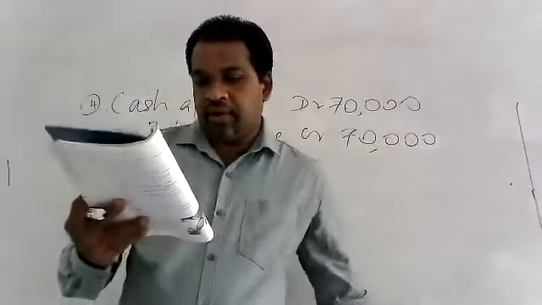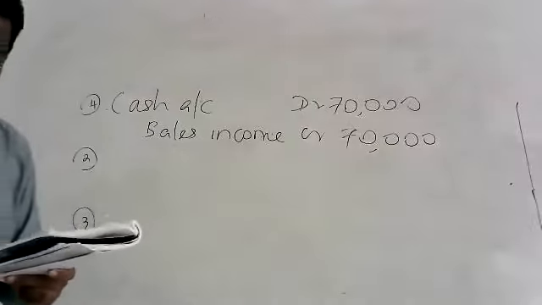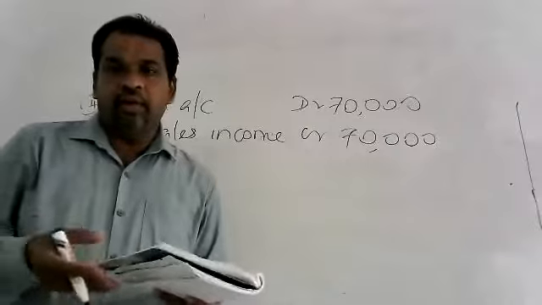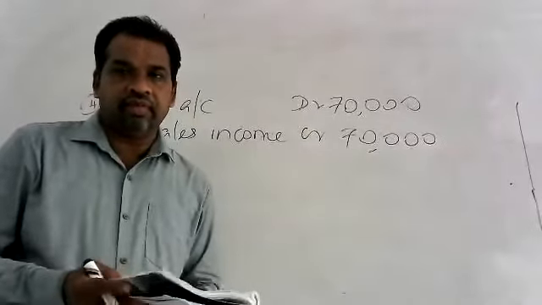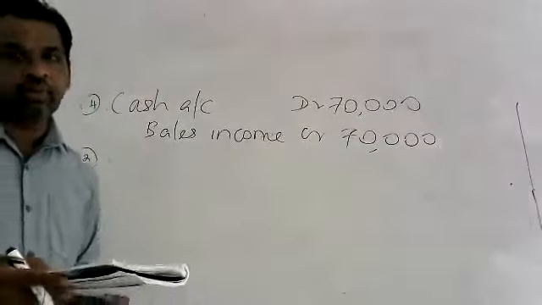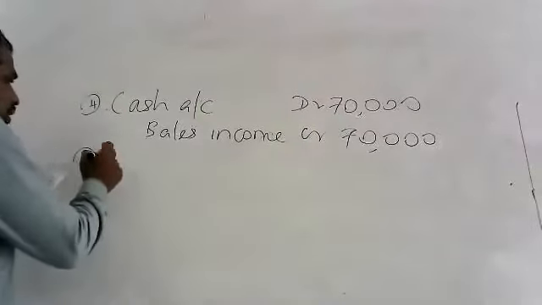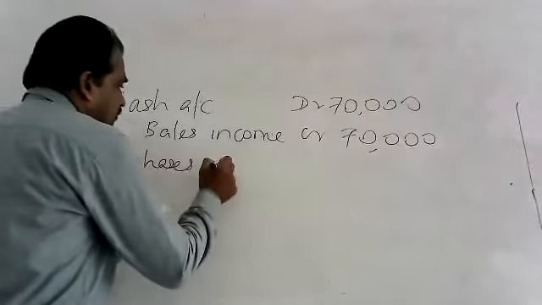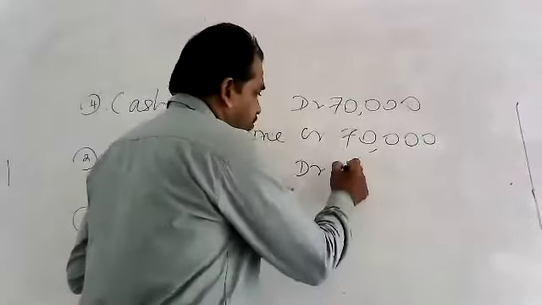Then transaction number 5, purchase goods on credit 80,000 rupees. When we purchase goods either on credit or in cash, purchases increases. Purchases comes under expenses. Therefore, expenses increases debit. Then again we have to debit to purchases account 80,000.